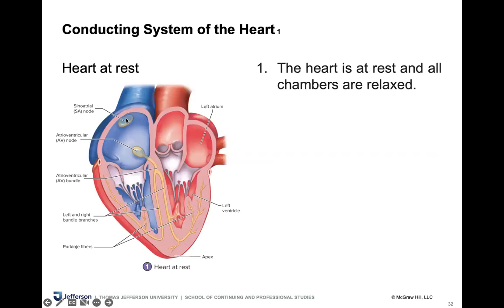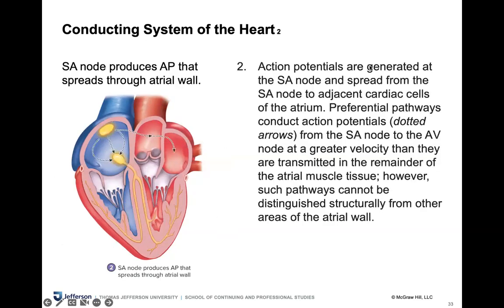So right up here, this would be where the SA node is located. When this fires, this will then trigger the atria to contract. So the heart in this image is actually at rest and all chambers are at rest. The action potentials are generated at the SA node and spread from the SA node to the adjacent cardiac cells in the atria. Preferential pathways conduct action potentials, such as shown in the dotted arrows, from the SA node to the AV node at a greater velocity than they are transmitted in the remainder of the atrial muscle tissue. However, such pathways cannot be distinguished structurally from other areas of the atrial wall.